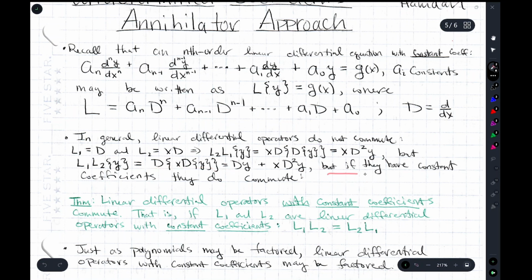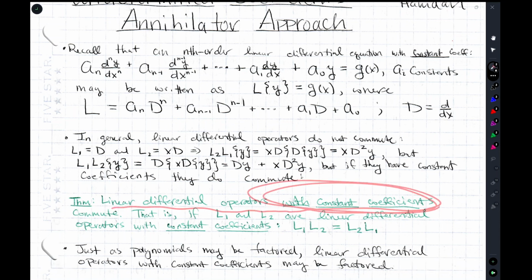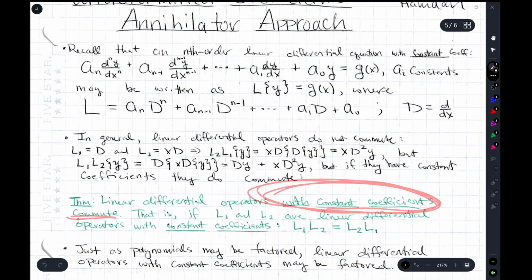Now, on the other hand, if they have constant coefficients, they would commute. And we express that in terms of a theorem. Linear differential operators with constant coefficients, which is what we're considering here anyway for the method of undetermined coefficients, commute. That is, if L1 and L2 are differential operators with constant coefficients, L1 L2 is equal to L2 L1. You could switch the order.